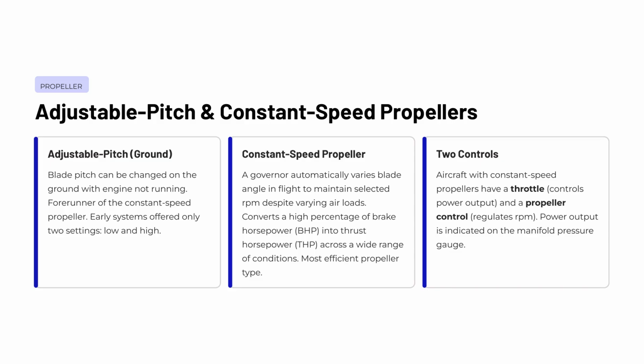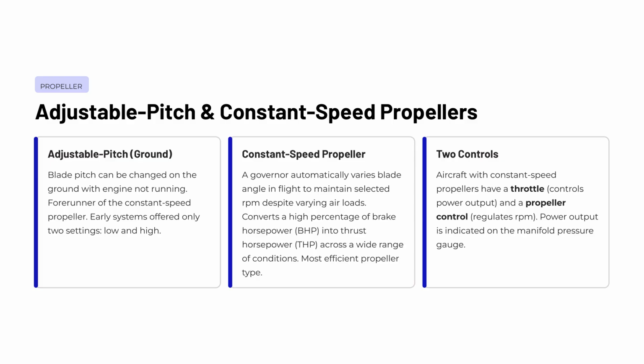Building on fixed-pitch designs, the next step in propeller evolution introduced the ability to change blade pitch, first on the ground and eventually in flight. The adjustable pitch propeller allowed mechanics to set blade angle while the engine was not running, offering typically just two positions: low pitch for takeoff and high pitch for cruise. This was the direct forerunner of what became the constant speed propeller.